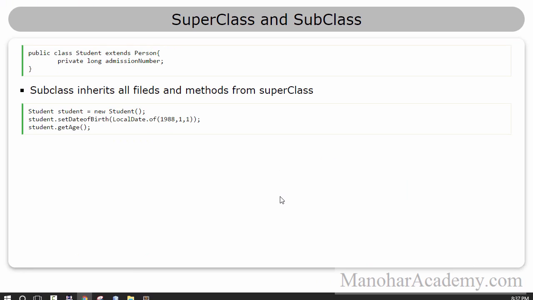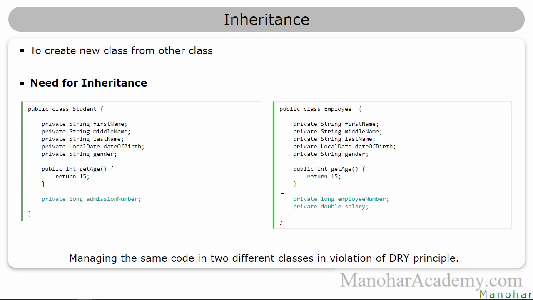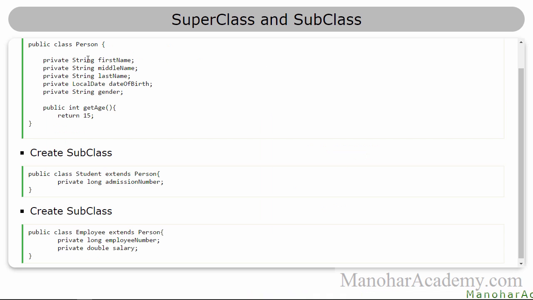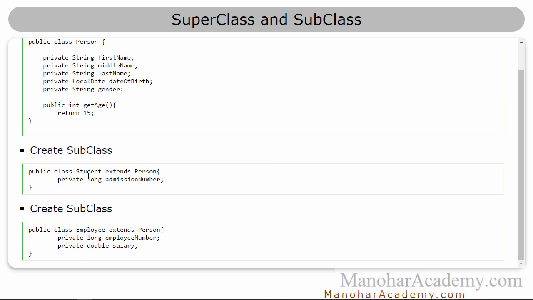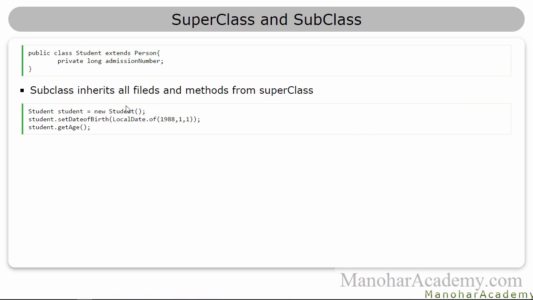So let's go to the slide once again. Let's see the need for inheritance. We have student is a person, employee is a person, so we can create the person class first, and from the person we can extend the student and employee. They're called superclass and subclass because every student is a person, every employee is a person, but not the other way around. Every person is not a student. Whenever we inherit, we inherit all the fields and member methods from the superclass.